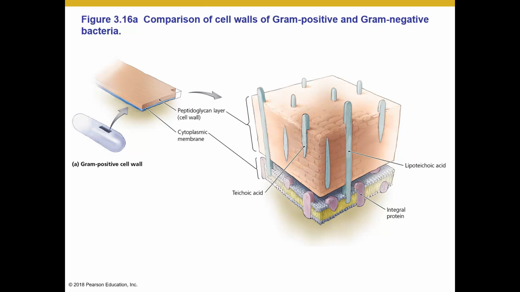Mini check. What color do gram-positive bacteria appear after staining? Answer: purple.